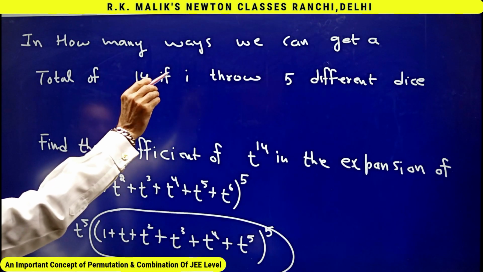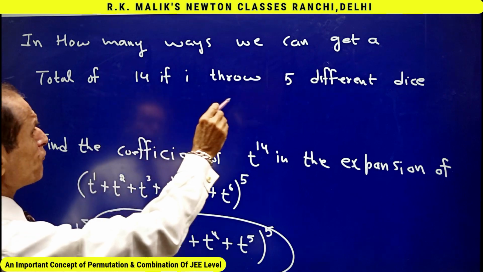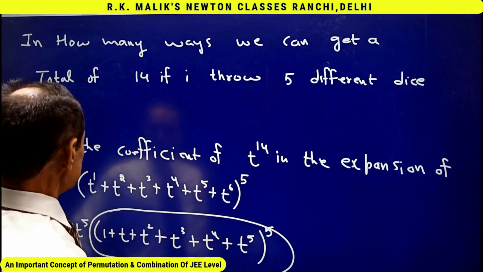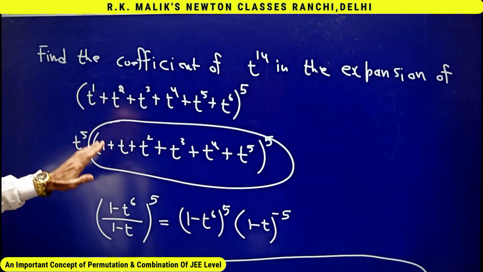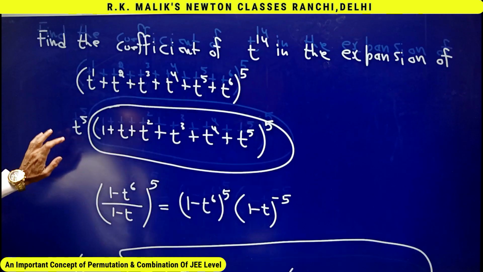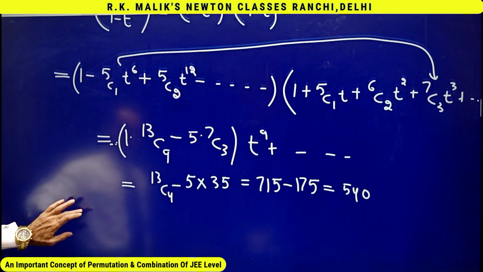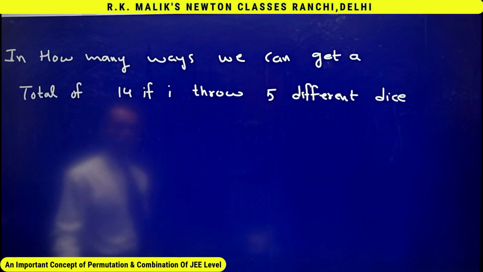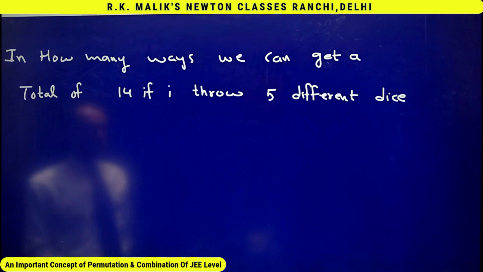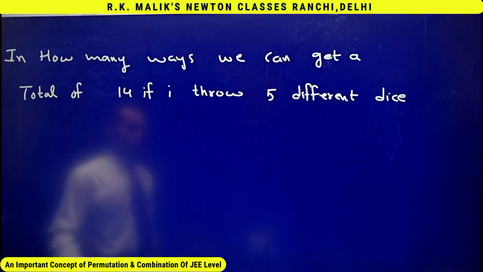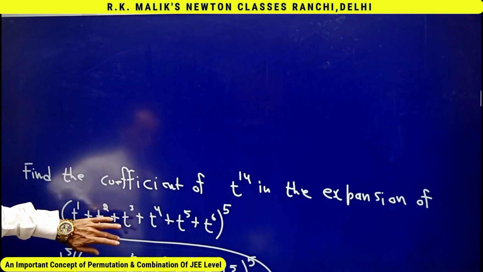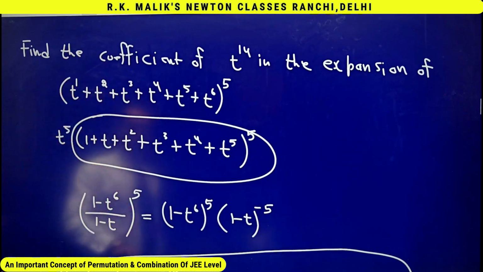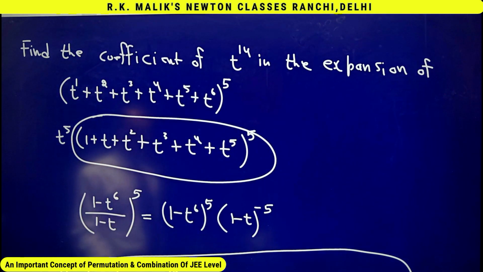But a very important thing you should note is, when I was doing the question of in how many ways you can get a total of 14 with the help of 5 different dice, you had seen that I had used this procedure and reached the answer 540. Some of the students may think that that formula we can use here also and get the answer without using this lengthy way.